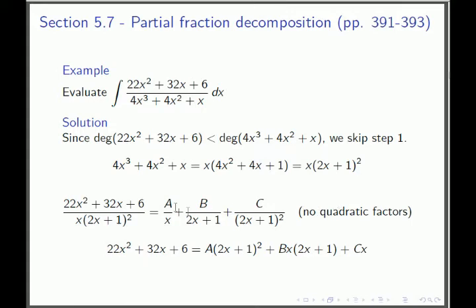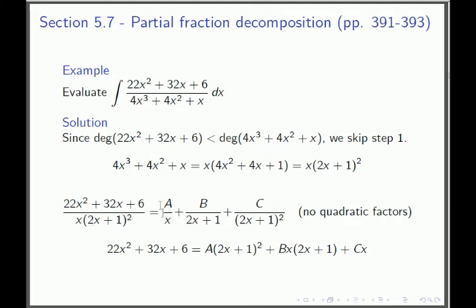Okay, well now we're going to find a, b, and c by first clearing denominators in this equation. I'm going to multiply both sides by x times (2x + 1) squared. Then the left side will be simply this expression which is on top over here. And on the right side, what do I get? Remember, I'm multiplying by x times (2x + 1) squared.